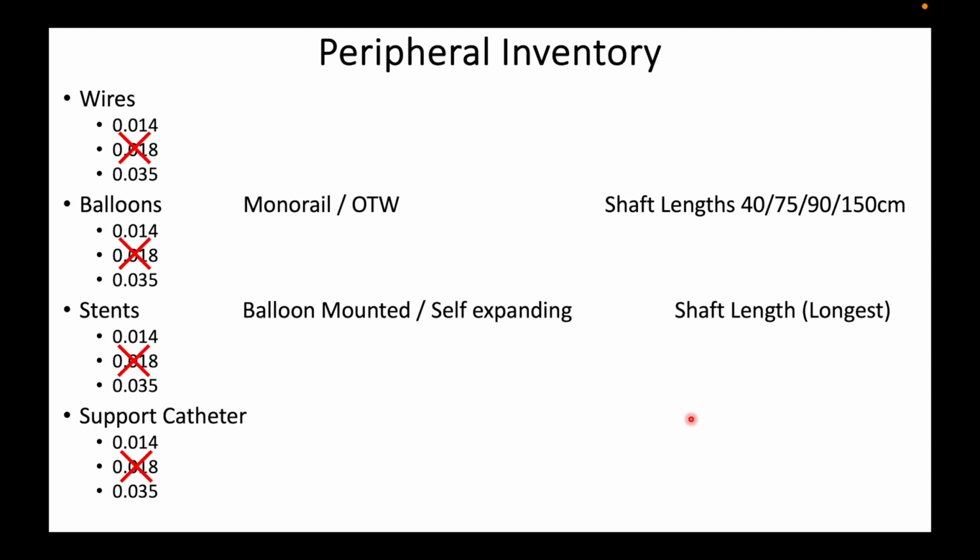Then in the balloons, in both 0.014 and 0.035, instead of keeping both monorail and over the wire systems, we've removed the monorail system and only kept over the wire balloons. And in over the wire balloons, we've removed all the small lengths, we only keep the longest length. So this is how we maintain our peripheral inventory with balloons: 0.014, 0.035, over the wire, and longest shaft length. In stents, we've got both balloon mounted and self-expanding stents in 0.014 and 0.035 wire platforms and the longest shaft length.